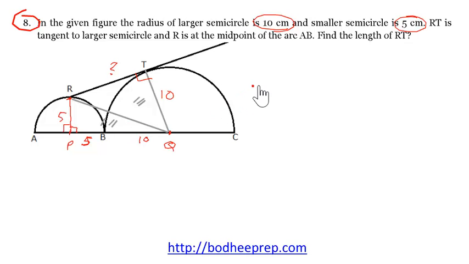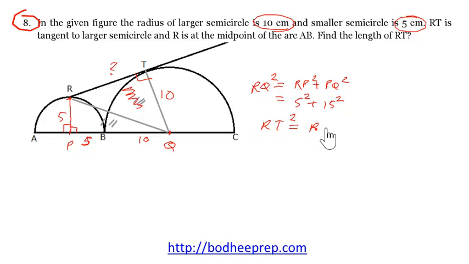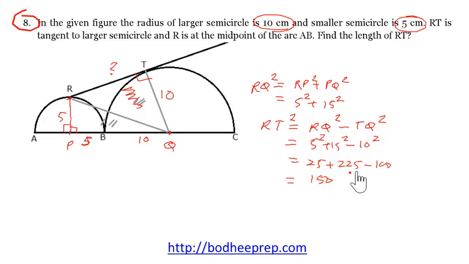Clear? Now the value of RQ square will be equal to RP square plus PQ square, which will be 5 square plus 15 square. Similarly, applying the Pythagoras theorem in this triangle, the value of RT square will be equal to RQ square minus TQ square. Substituting the value of RQ, it will be 5 square plus 15 square minus 10 square. So this will be 25, this will be 225, this will be 100. So it will be 150, if I am not wrong.